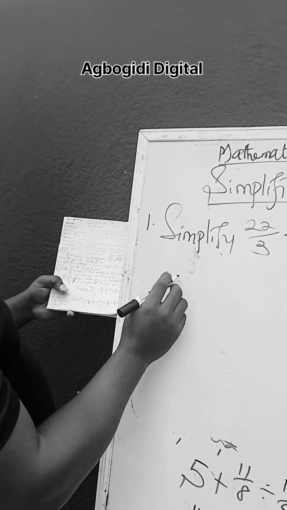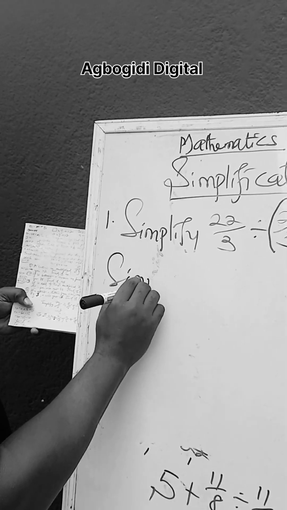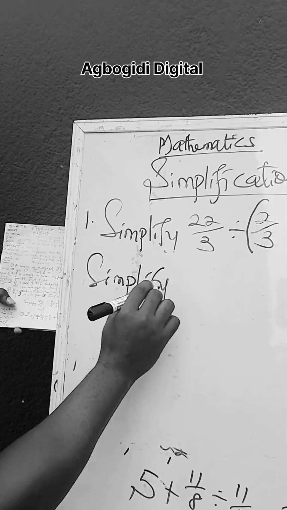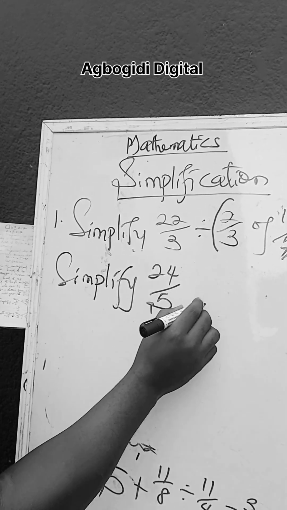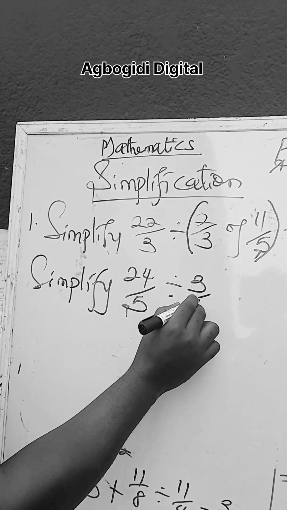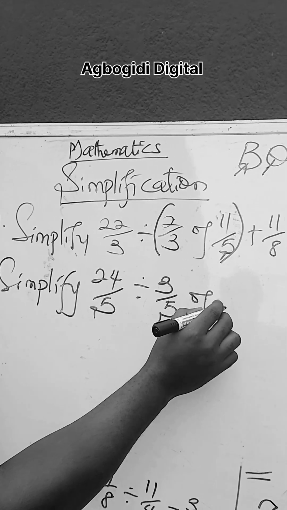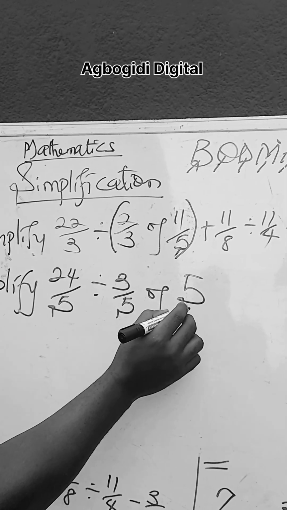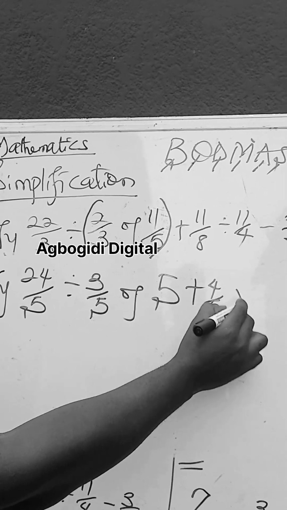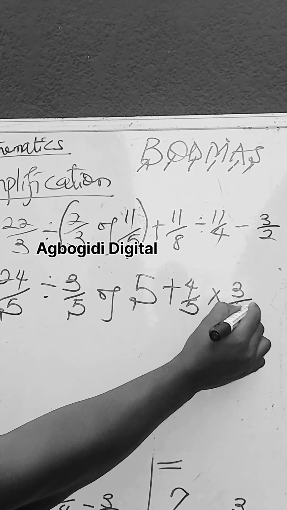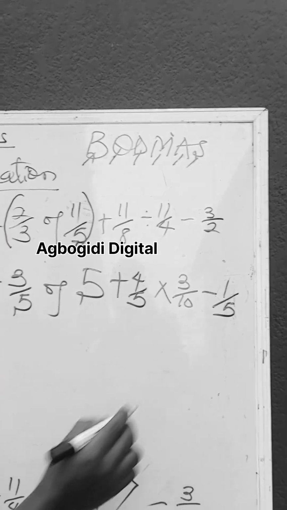I would like you to try this. You have to simplify 24 all over 5 divided by 3 all over 5 of 5 plus 4 all over 5 multiplied by 3 all over 10 minus 1 all over 5.